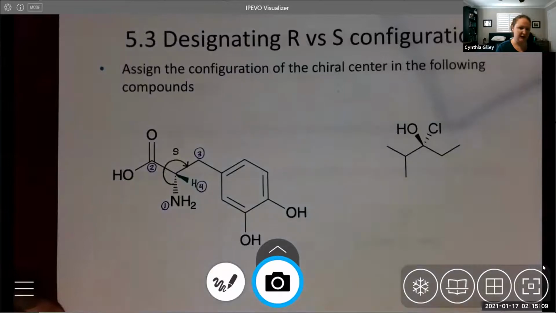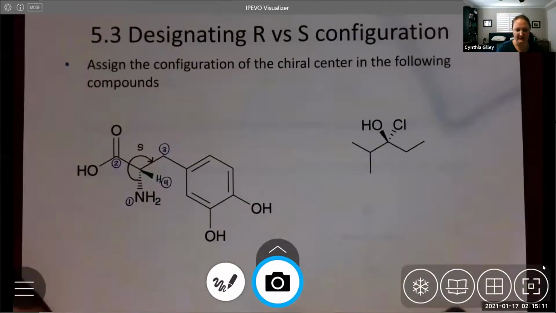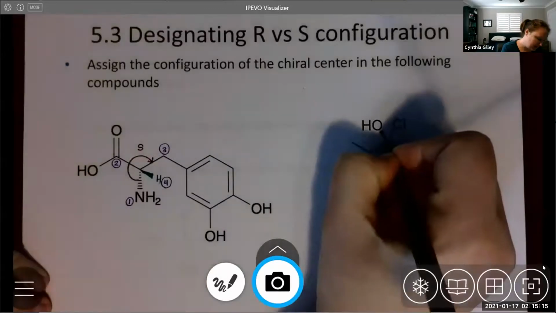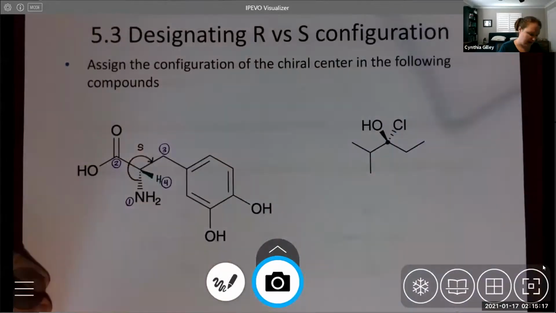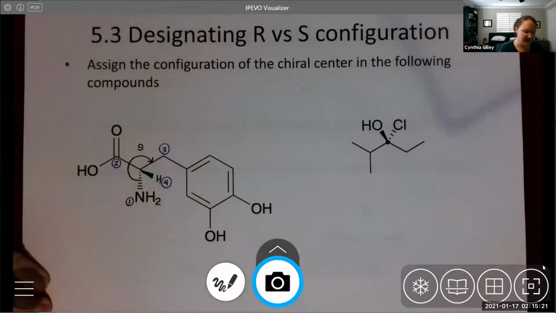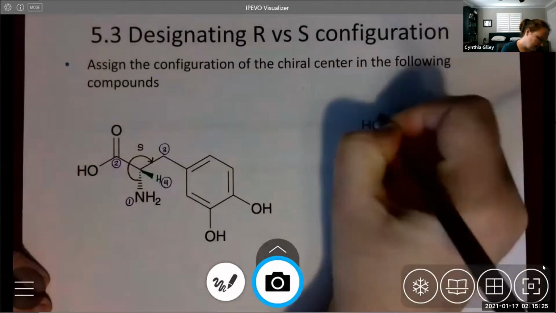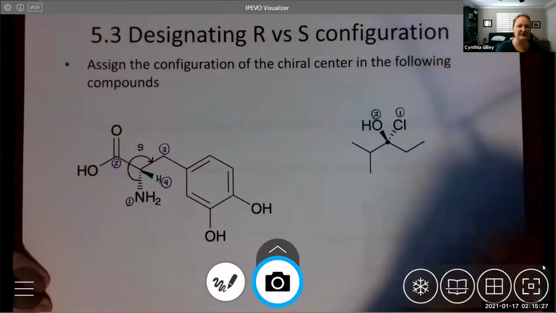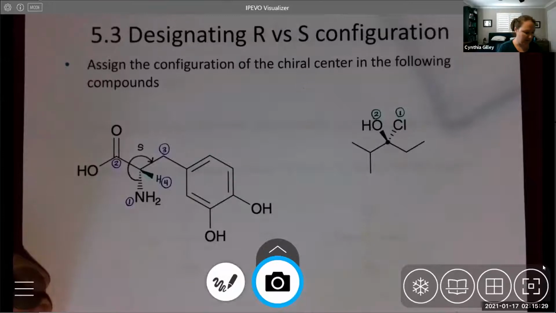And let's go over here and look at this second example. Now we want to look at this carbon, right? It's a chiral center, and it has oxygen, chlorine, carbon, carbon attached. So in terms of atomic number, chlorine has the highest, oxygen has the next highest atomic number, and then carbon and carbon are a tie.